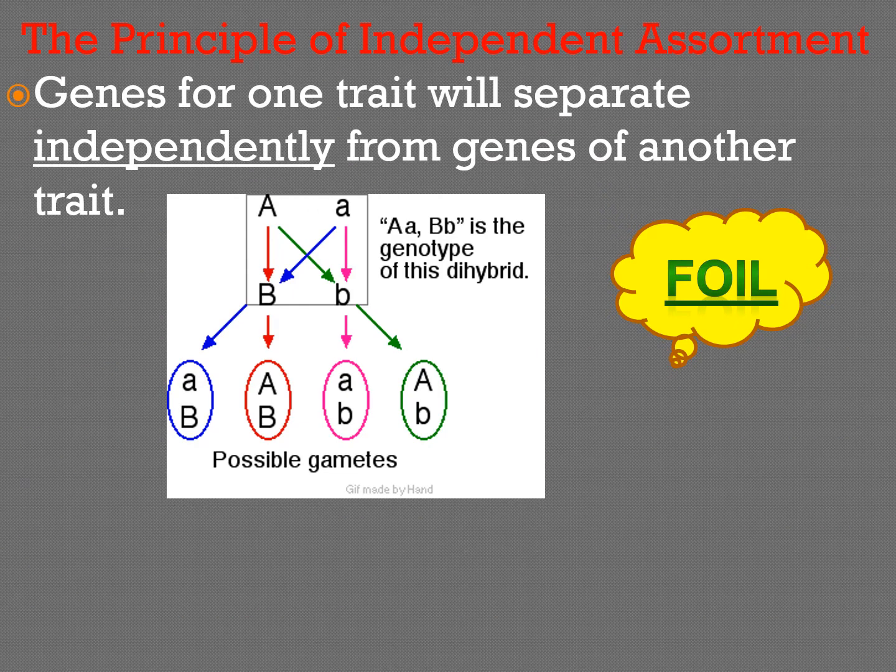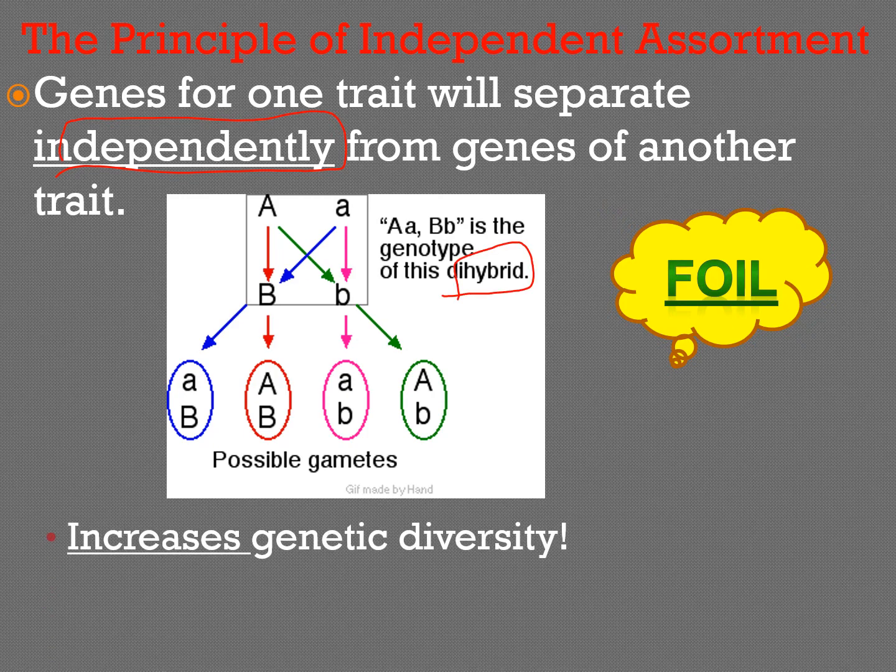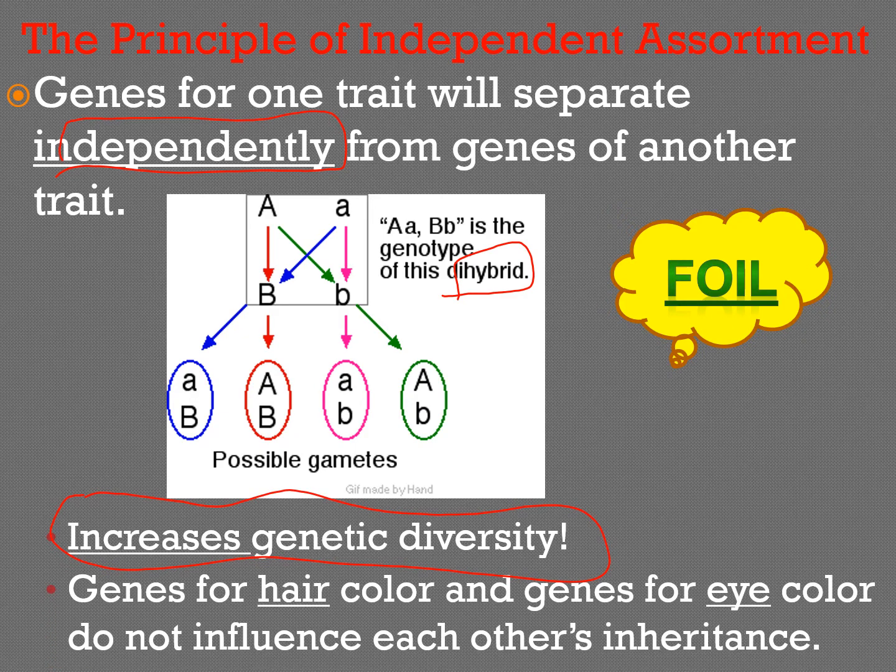But the principle of independent assortment. This is, again, when the genes from one trait will separate independently from genes from another. This is usually in dihybrid crosses, which we actually don't learn about anymore, but this increases genetic diversity. This is more like for your hair color, your eye color, and basically they do not influence each other's inheritance.